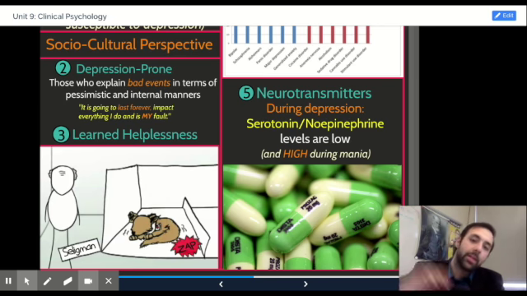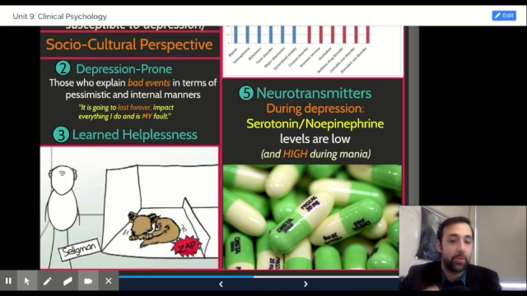On the flip side, when we talk about mania in a bipolar diagnosis, these neurotransmitters tend to flip. So bipolar disorder is actually a very brain chemistry-based disorder, the same as depression, honestly. And as a result, the treatment methods that we talk about, which we'll get into more at the end of the unit, really try to target these neurotransmitters and, depending on which of the ends of the spectrum we're on, certainly try and treat them accordingly.